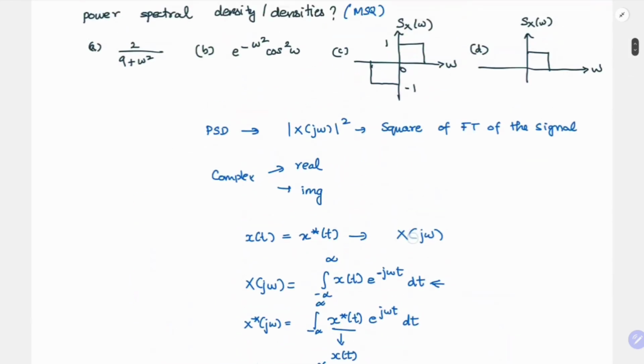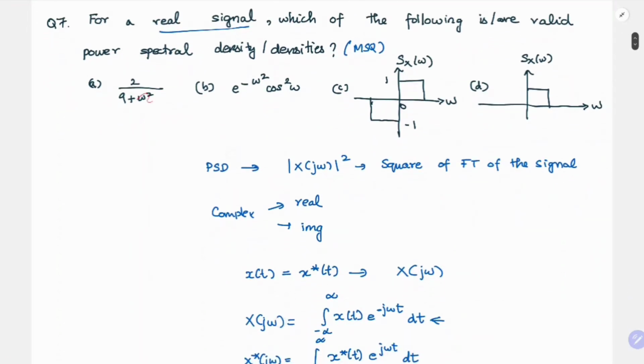Can we go and check if that is the case for the signals? Here it is even. Here it is even. Here, if you see, it is odd. So this is not the answer. Here again it is one-sided. So this is also not the answer.